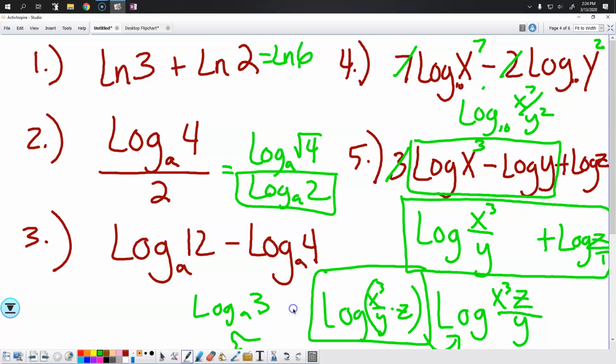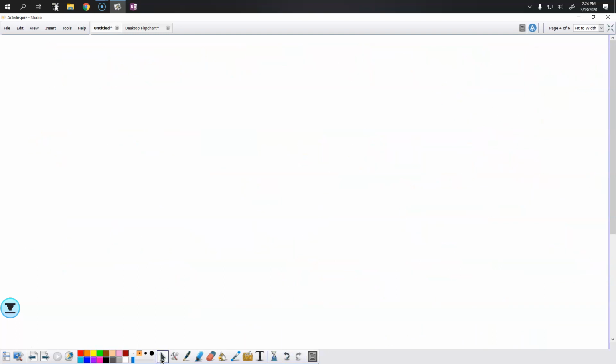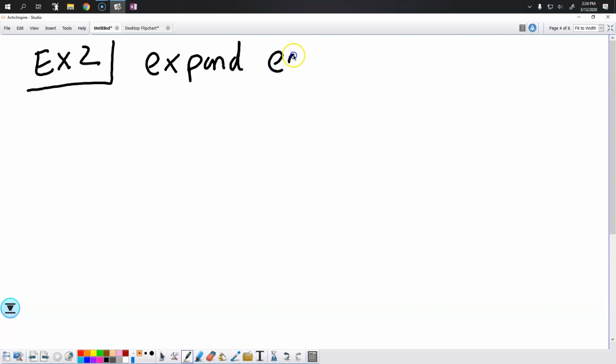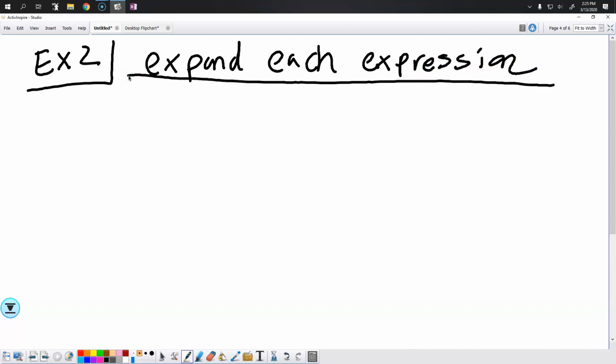All right, guys, I want to show you one more type of situation here. And that would be going backwards. Expand each expression using our log rules. So, here we go. Number 1. Log of x squared y.